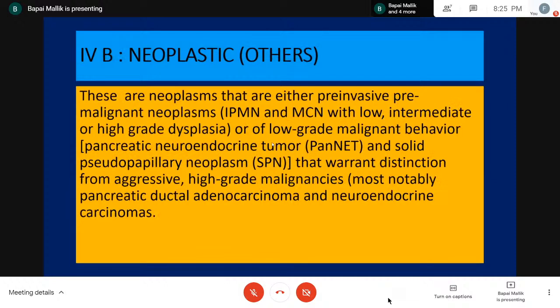Why do we use this term neoplastic others? These are neoplasms which are either pre-invasive or pre-malignant neoplasms, IPMN and MCN with low, intermediate, or high-grade dysplasia, or low-grade malignant behavior like pancreatic neuroendocrine tumor and solid pseudopapillary neoplasm. These warrant distinction from aggressive, high-grade malignancies, for example, pancreatic duct adenocarcinoma and neuroendocrine carcinomas.